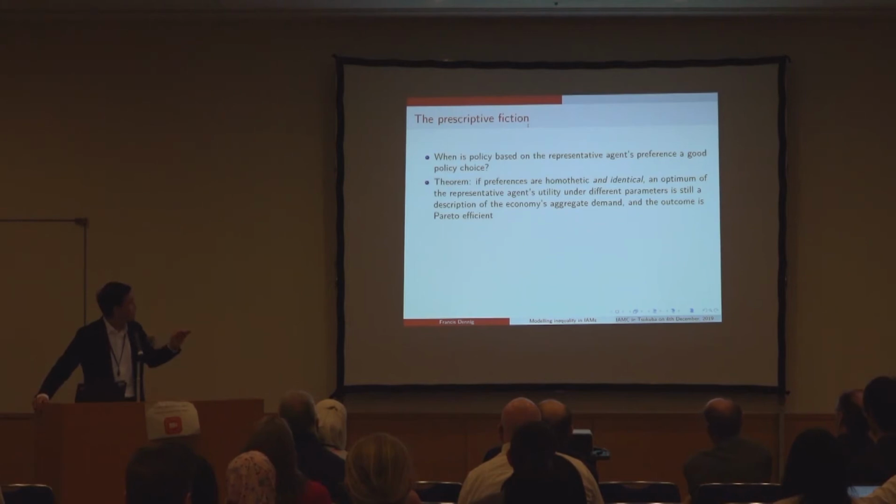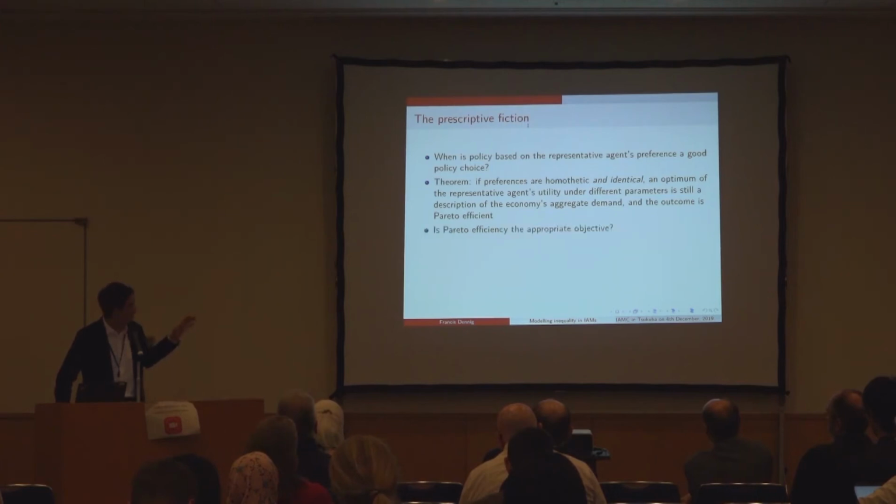And even then, all that we get normatively is that the outcome is Pareto efficient. Every economist will know that, and most other people will understand. All it means is that you cannot make anyone better off without making someone worse off, but that's the extent of it, right? So that is all we have prescriptively in support of the representative agent.